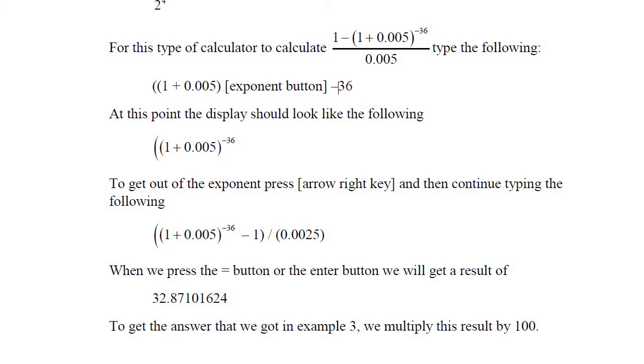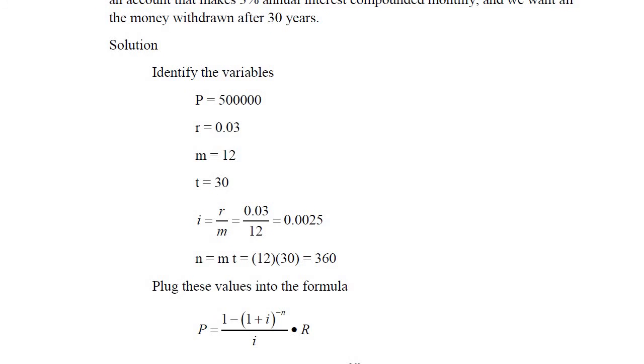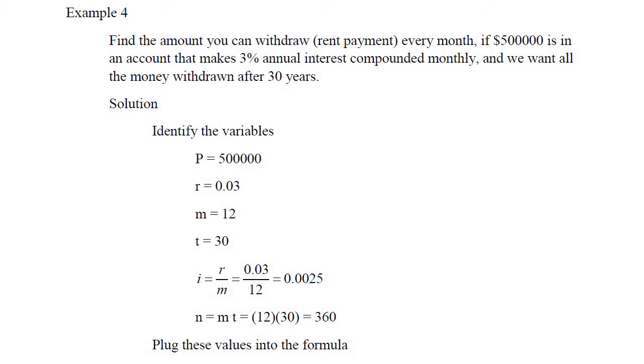Alright, let's take a look at another example. This is example 4. In example 4, we want to find the amount of money we can withdraw every month. In this case, it's still a rent payment. The account has $500,000 in it, and it makes 3% annual interest compounded monthly. And we want to withdraw all that money over a course of 30 years, so after 30 years, the account is empty. If you pay attention to things like the lottery, when people win those big jackpots, they get a choice of either the one lump sum payment or a payout over years, and that payout is an annuity.